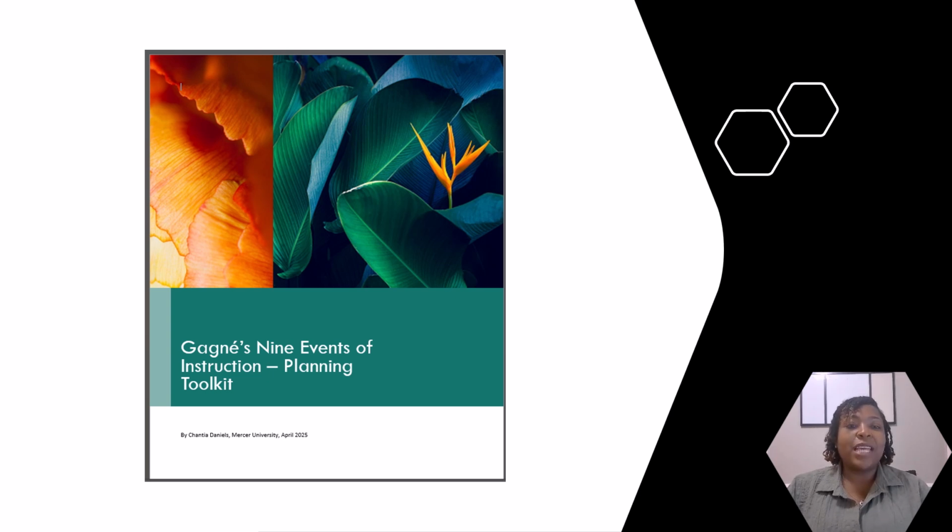As I've stated, I've taken the liberty of providing you with your very own Gagne's 9 events of instruction planning toolkit. This toolkit is equipped with a lesson planning worksheet, a self-reflection checklist, as well as an action plan template. Before I send you out on your own to use these resources, let's walk through how to utilize it to maximize your effectiveness. Let's get started with the lesson planning worksheet.